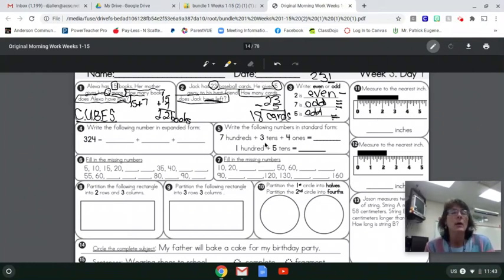Okay, the next box, 4, is expanded form. We worked on this last week a lot. And remember, when we use expanded form, we are stretching out our number. 324 is 324. It's going to help us understand our place value.